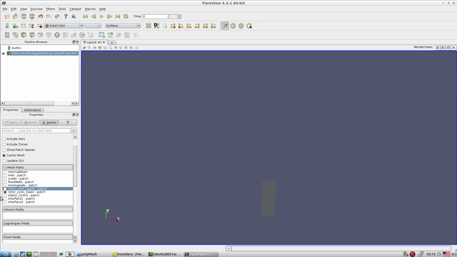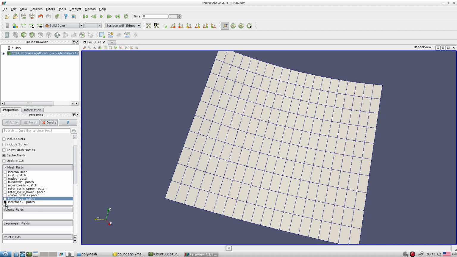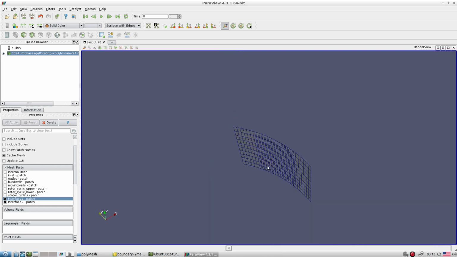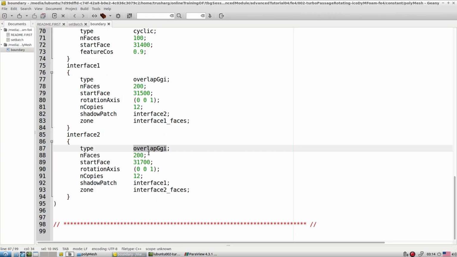Why it is called overlap, please understand. If you look at interface 1 and 2 here, they do not exactly map 1-to-1. If you look at this part, some portion is overlapping. Let me switch on and switch off. So this is this part, and now just look at this part. Some portion is overlapping, but when we start the simulation, you will come to know that the entire rotating portion comes out of this interface until we have an exchange of the data. During that time we go with this overlap GGI class of boundary, and it is a very nice way to exchange the data between these patches.